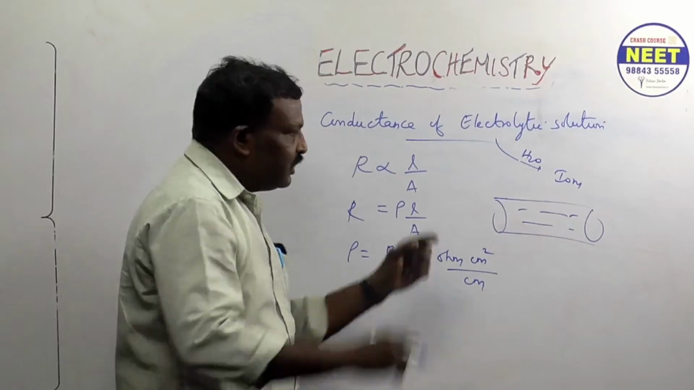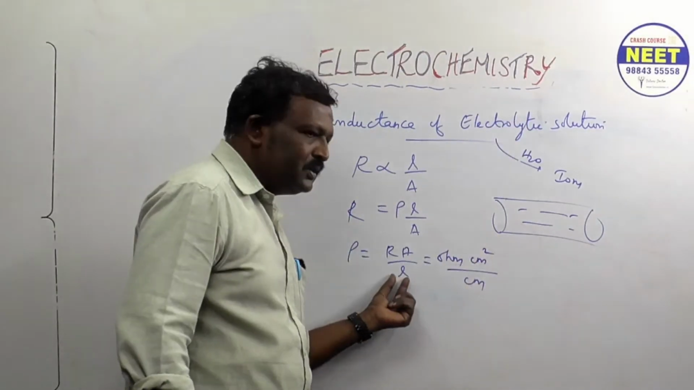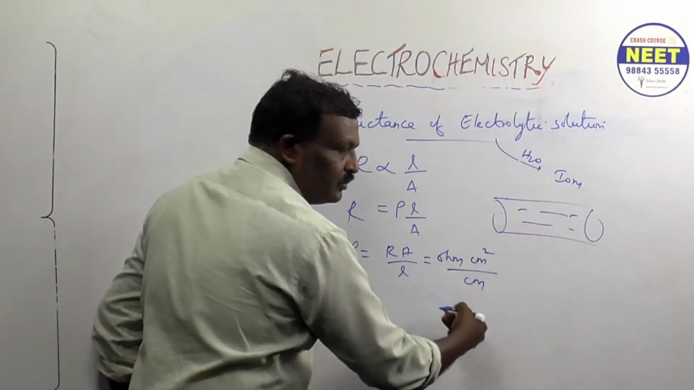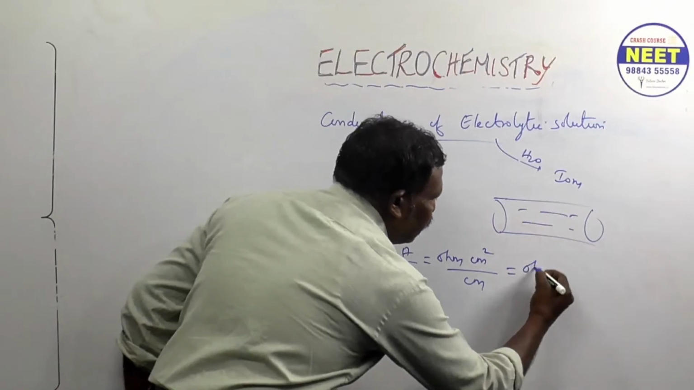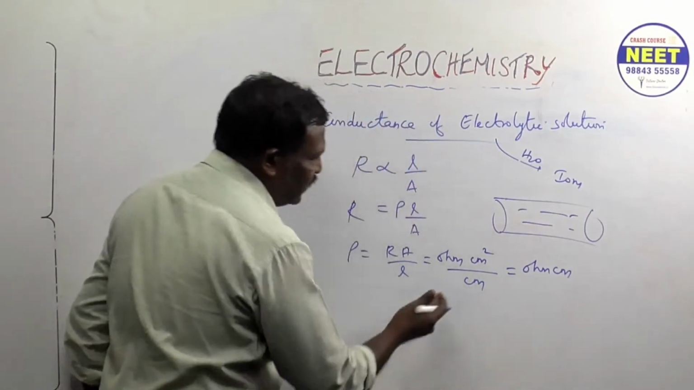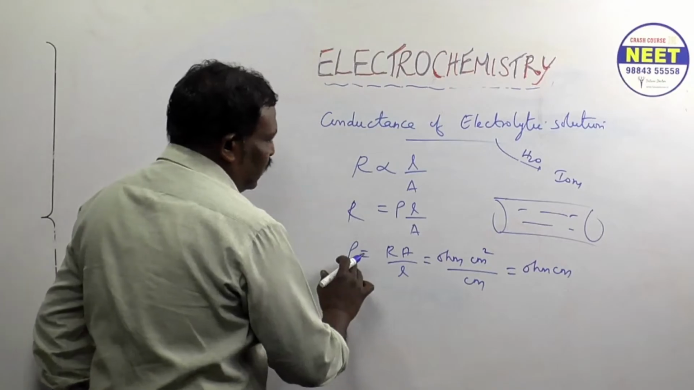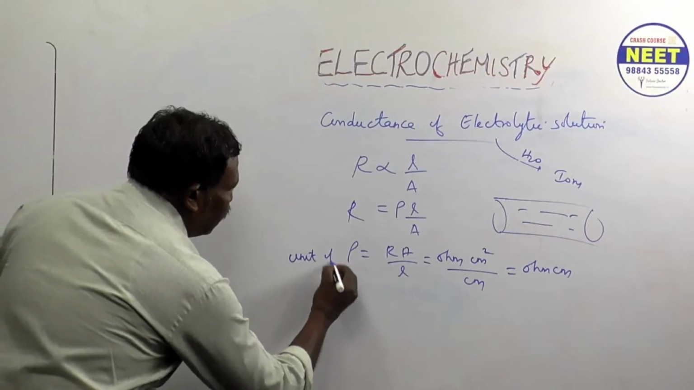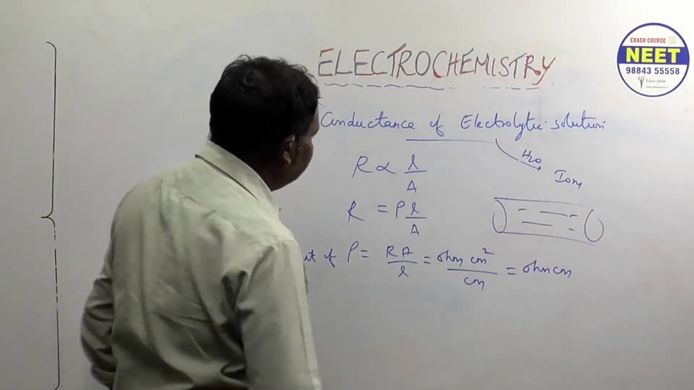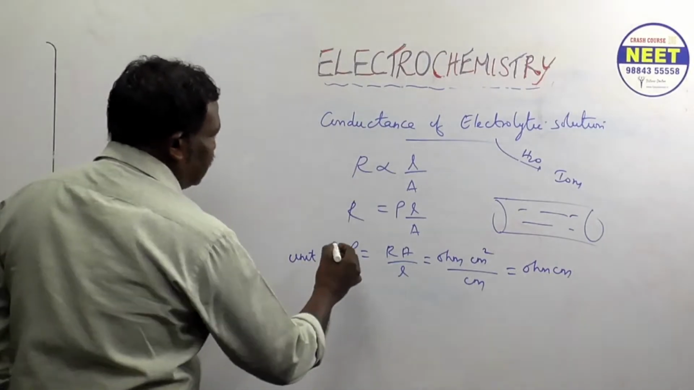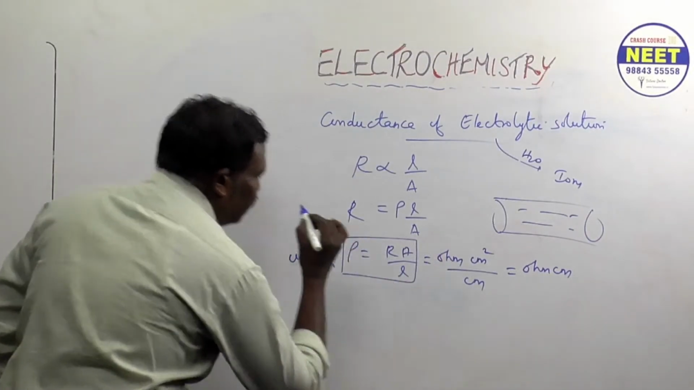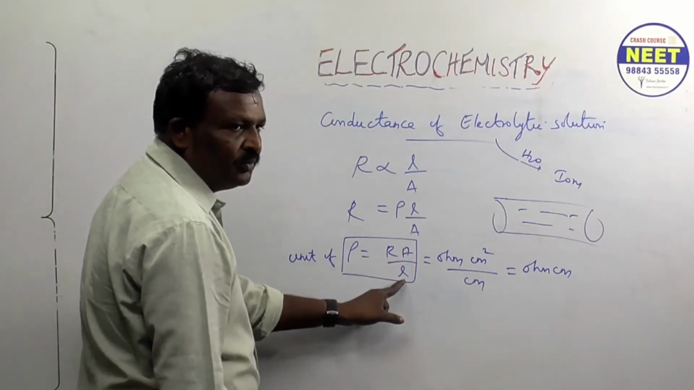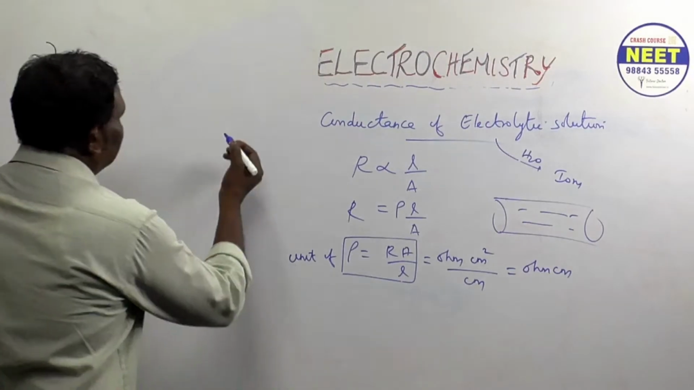Length of the solution is measured in centimeter, and area of cross section will be centimeter square. So cancel this one, and we get ohm centimeter, or we can say ohm meter, anyhow. So the unit of rho, the specific resistance, is ohm centimeter. This is one formula, just keep it in mind. Resistance will be given, area of cross section will be given, L they'll give. This is one formula.